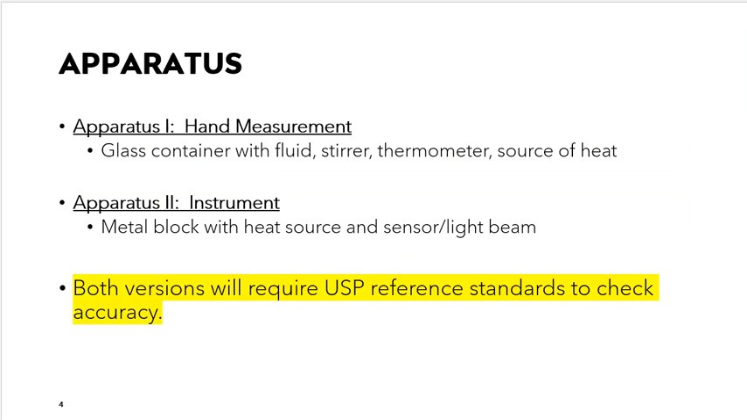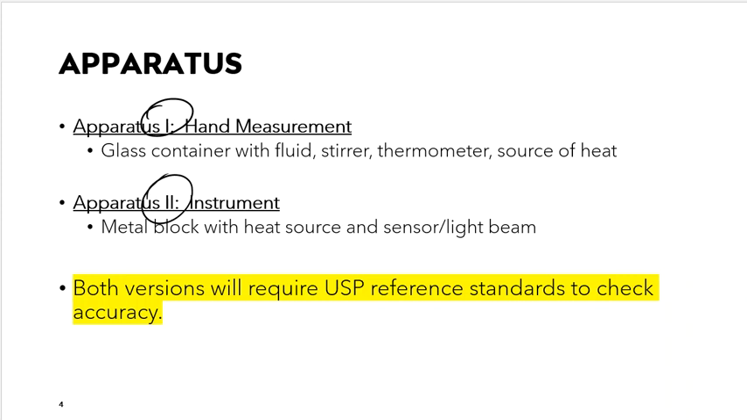Next up, you need to understand that the USPNF does allow us a little bit of flexibility on how we do the melting point. They call it apparatus number 1 and apparatus number 2. Apparatus number 1 is with a hand measurement. So this is like old school, get me out some glassware, some mineral oil, let me kind of do my thing.